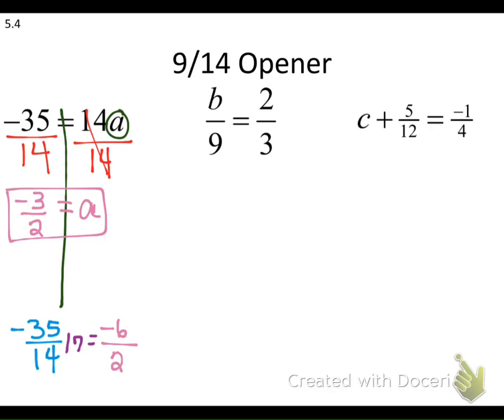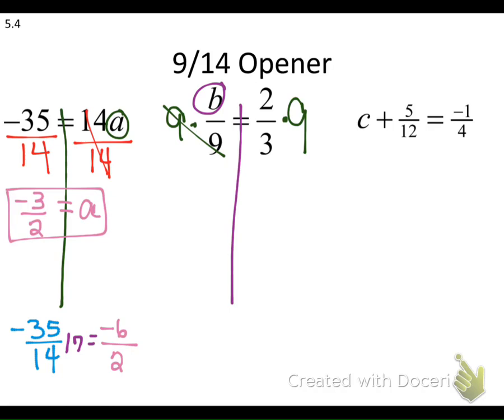Let's take a look at the second one. You have b over 9 equals 2/3. b over 9 means b divided by 9. In order to get the b by itself, we do the inverse operation of division, which will be multiplication. So we're going to multiply each side by 9.